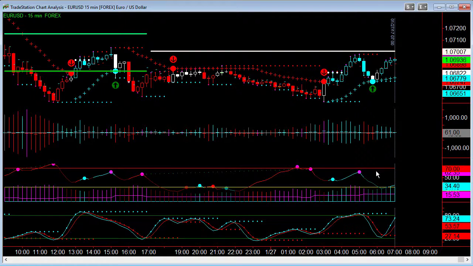It doesn't matter whether you're trading binary options, futures, or Forex. The indicators highlight the entries for you, and then it's simply a matter of managing your trade.